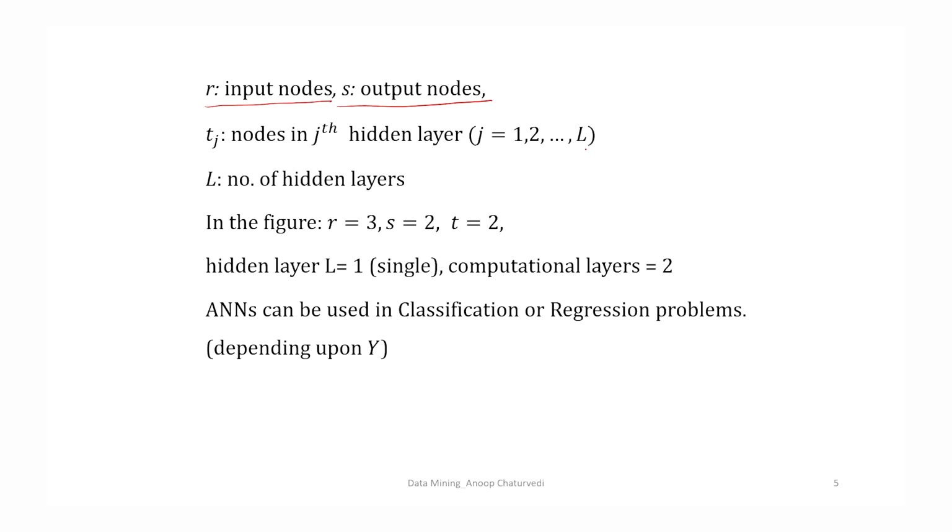And suppose you have L hidden layers, and Tj is the number of nodes in the jth hidden layer, j equal to 1 to L. So, capital L is the number of hidden layers, and in the jth hidden layer we have Tj nodes. So, in the previous example we had R equal to 3, S equal to 2, T equal to 2, and of course L is equal to 1. We have just a single hidden layer. Then there are two computational layers.